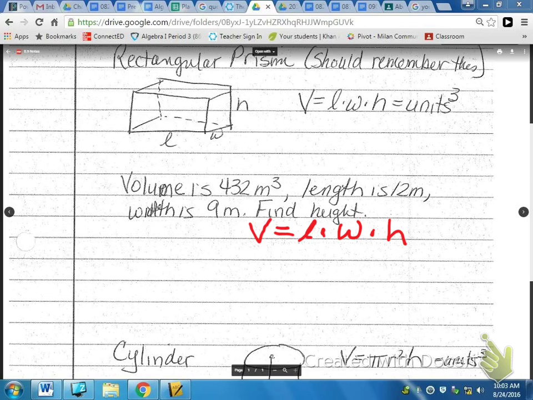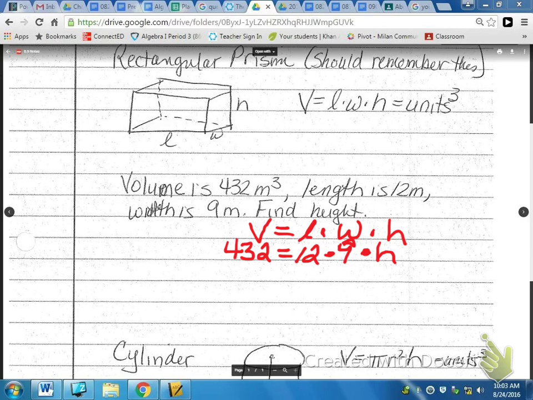So, for volume, I would put 432. For length, I would put 12. For width, I would put 9. And height, that's what we're solving for. So that one has to stay H. So we need to solve for H.